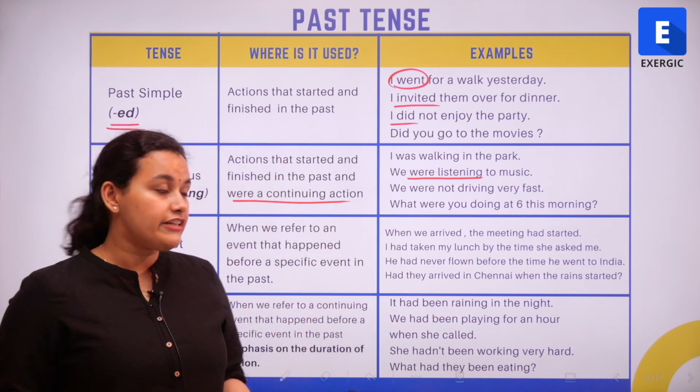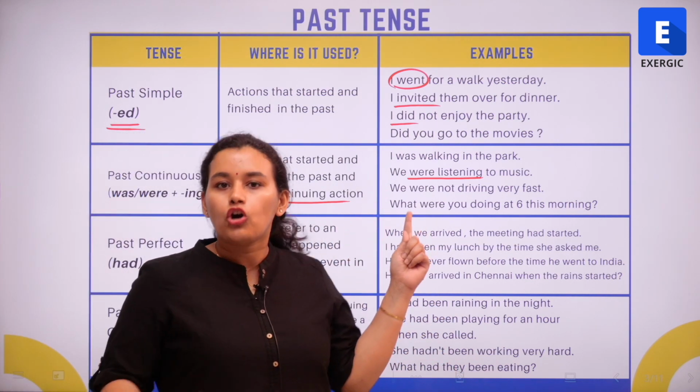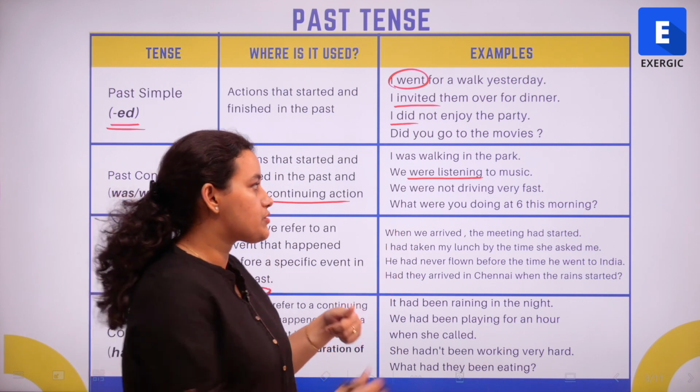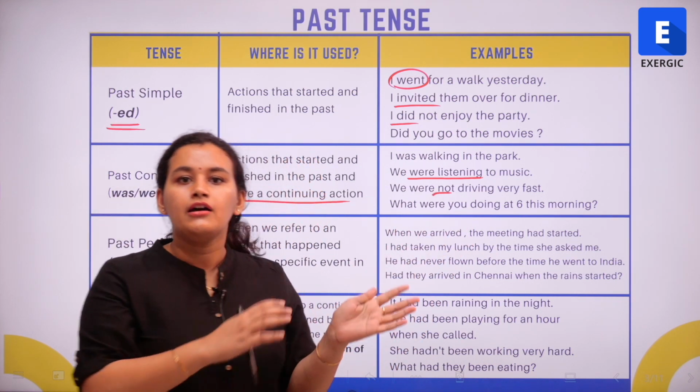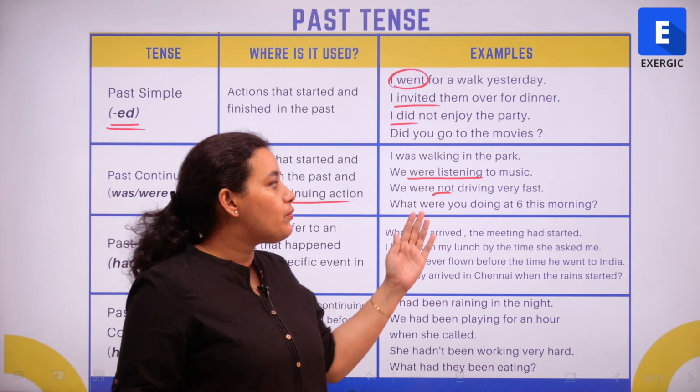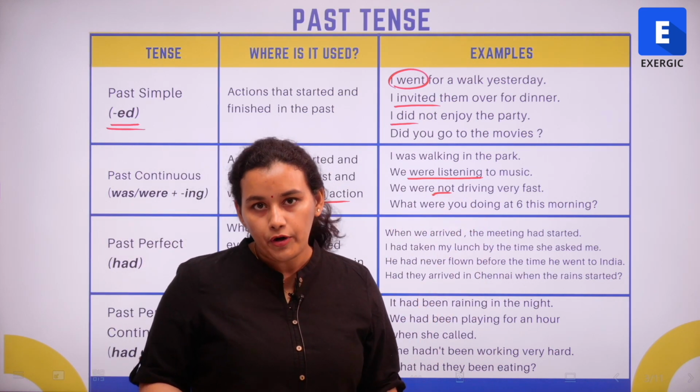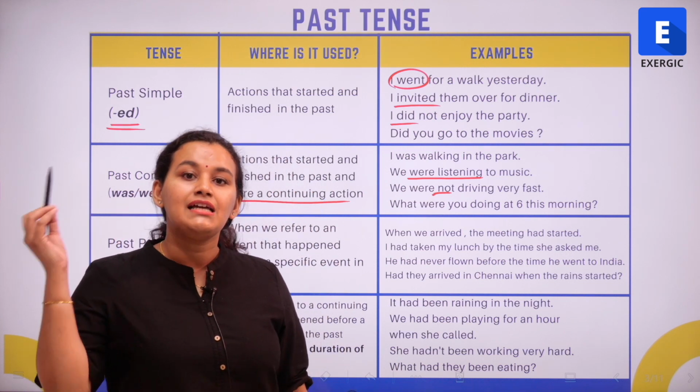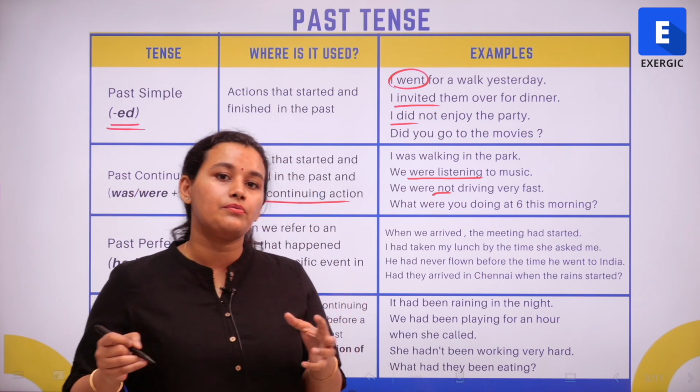Right? A negative sentence would be, we were not driving very fast. So we are just going to add this not in between. We were not driving very fast. A question, what were you doing at 6 in the morning? So again, I'm talking about the past. At 6 in the morning, what were you doing?